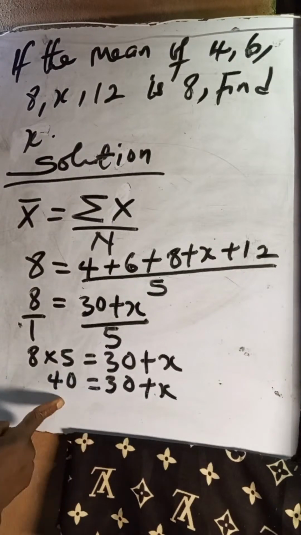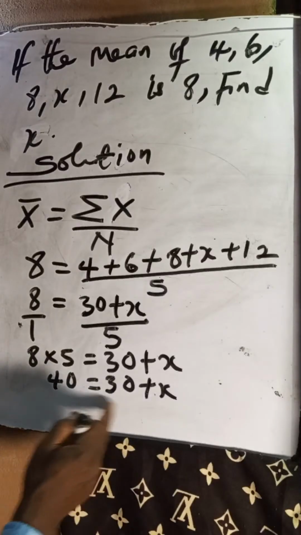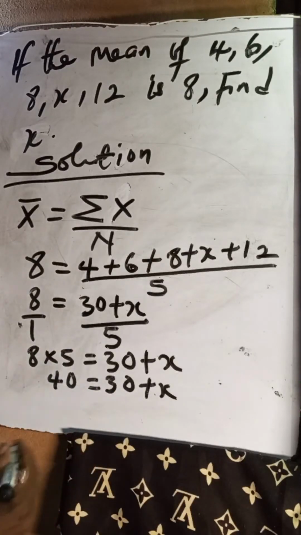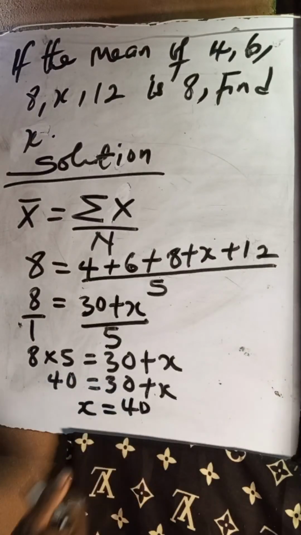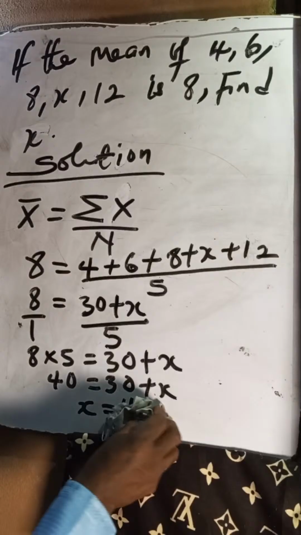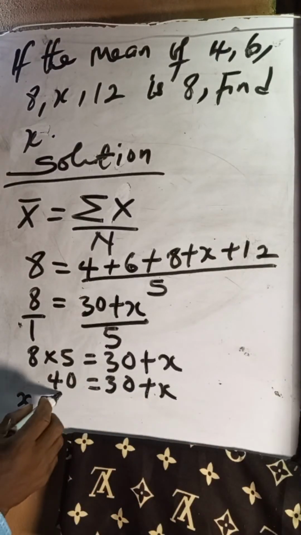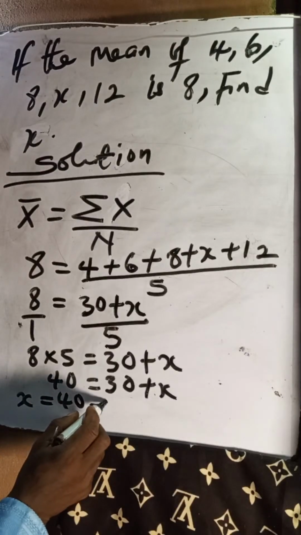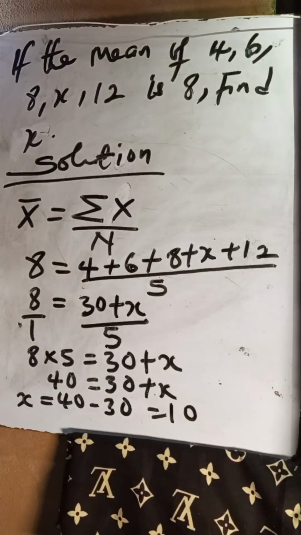So if you subtract from here, we have 40 minus 30, right? So x is 40 minus 30, which is equal to 10. So it means that x is actually 10. That's what it means. All right. So I hope we got this. I hope we are following this.